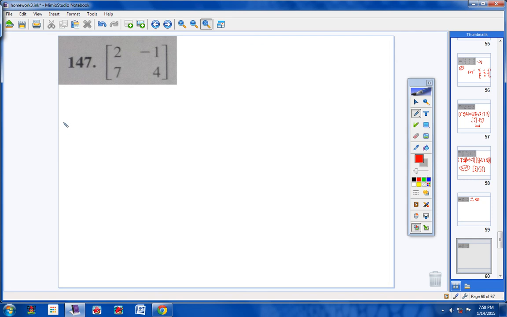Let's see. No, find the minors and the cofactors. Okay, so here we go. Let's go ahead and find the minors first, and then the cofactors. For number 147, we have minor 11. Okay, and so that means this number here. So we get 4. Okay, going across, next would be minor 12. Of course, it's 12 because row 1, column 2. So we cross off row 1, cross off column 2, and we're left with 7.